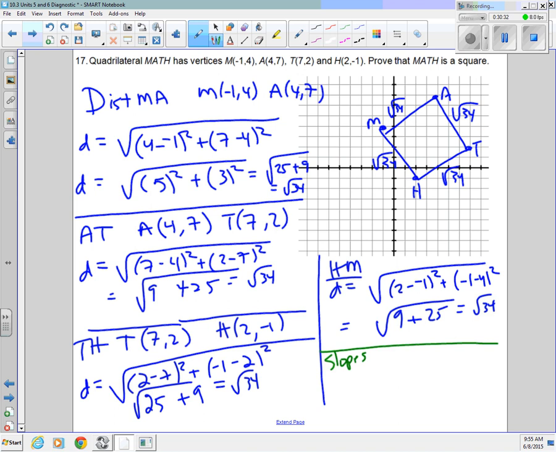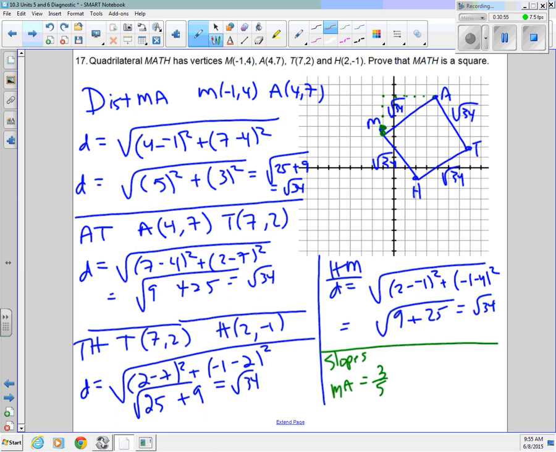And these you can count out if you'd like. My slope for MA is 1, 2, 3, 4 over 1, 2, 3, 4, 5. I'm sorry, I messed that up. It should be 3 over 5. 1, 2, 3 over 5. So my slope is 3/5. And you can count it as long as you show the work.